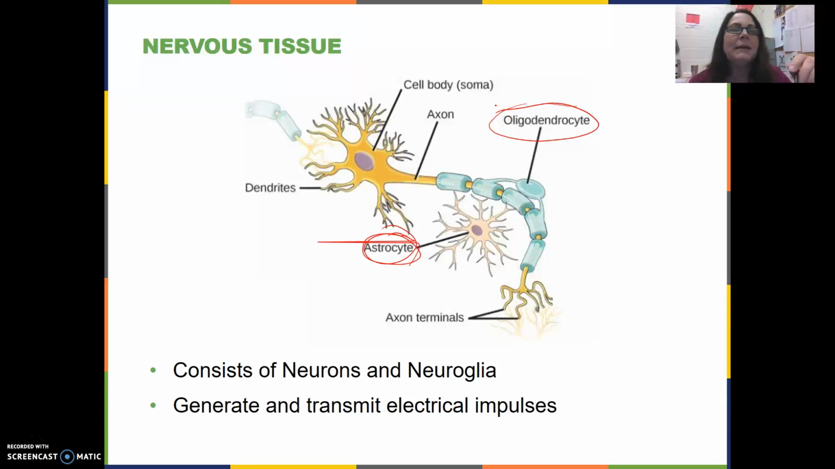Oligodendrocytes are special cells that form wrappings. They actually have extensions that wrap around the axon fiber of neurons, and they form these coverings called myelin. It's sort of like the insulation in electrical wiring. It causes the electrical impulse to travel much faster down the axon than it would if the axon were just naked.